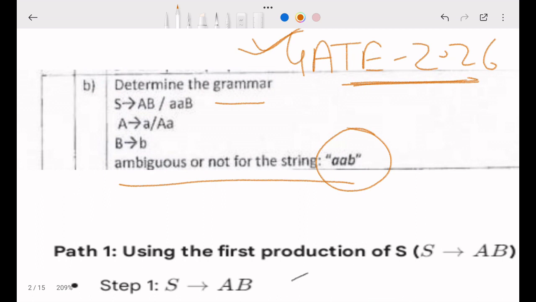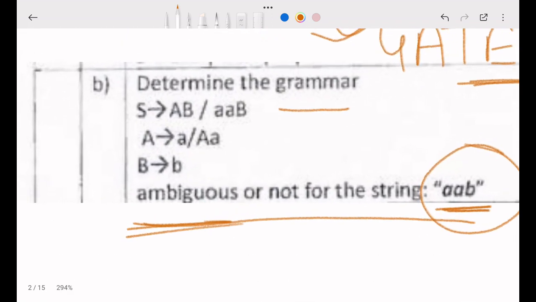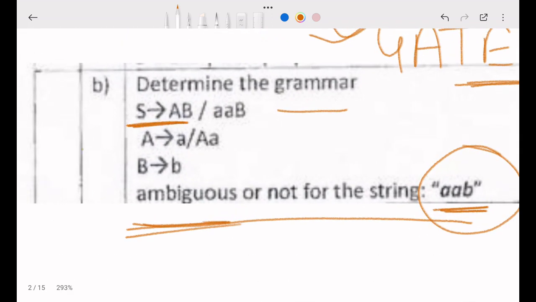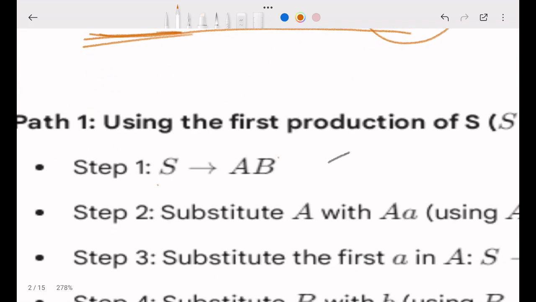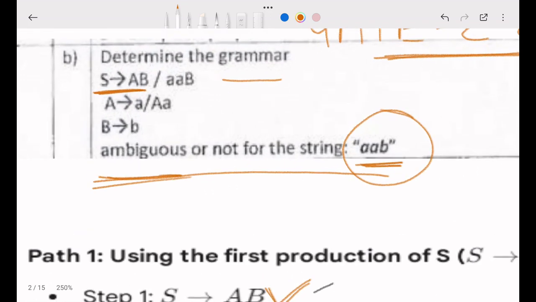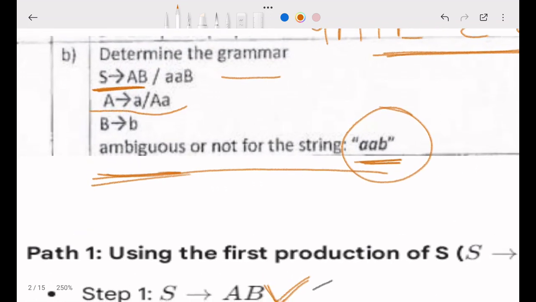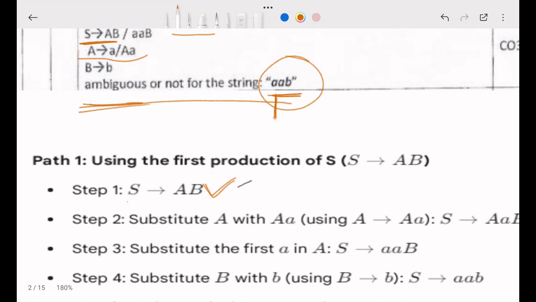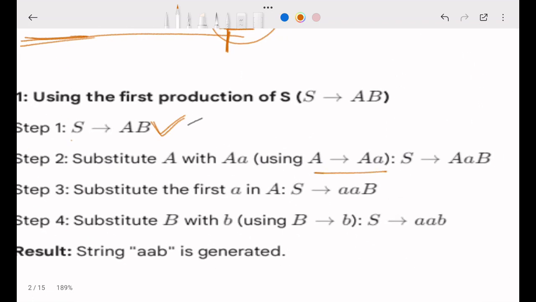Now what is the meaning of ambiguous? Ambiguous means if you are able to derive more than one tree, that is the meaning of ambiguous. Otherwise it is non-ambiguous, meaning two ways to derive the string AAB. Now you can see that S derives AB, means S produces AB. Now I am going from left to right. A produces either A or AA, and what is my goal? My goal is AAB. I am taking A produces AA.